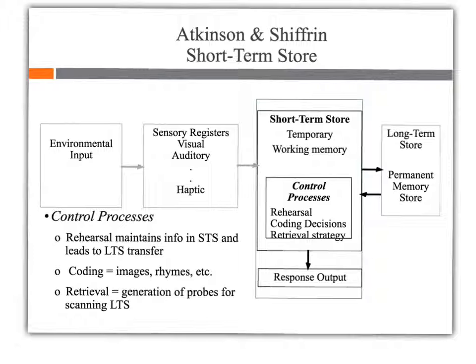The control processes include rehearsal. Rehearsal maintains information in short-term store and leads to transfer into the long-term store. Also, you can use coding of images or rhymes. And then for retrieval, you can generate probes for scanning long-term store.